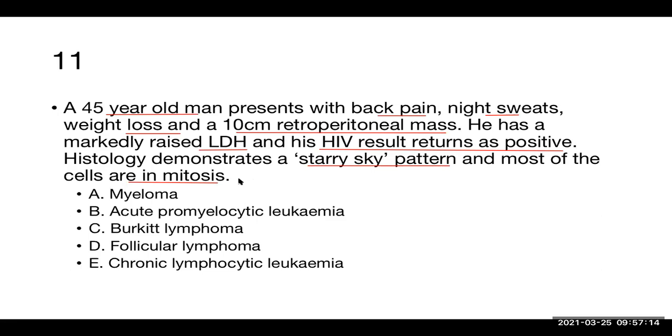So which one of the following is the correct option for you? Is it multiple myeloma? Is it acute promyelocytic leukemia, which is M3 type of AML? Is it Burkitt lymphoma, a type of non-Hodgkin's lymphoma? Is it follicular lymphoma, or is it chronic lymphocytic leukemia? Anybody?